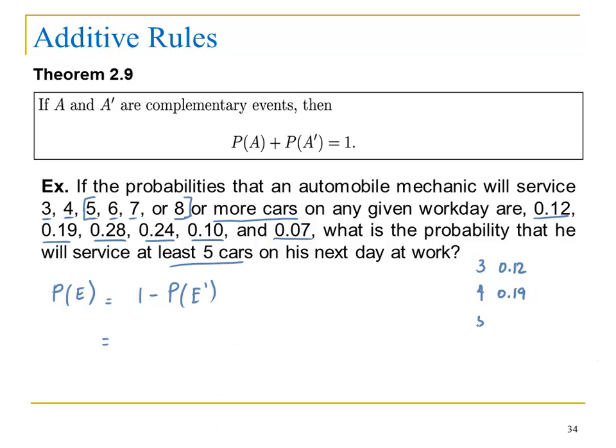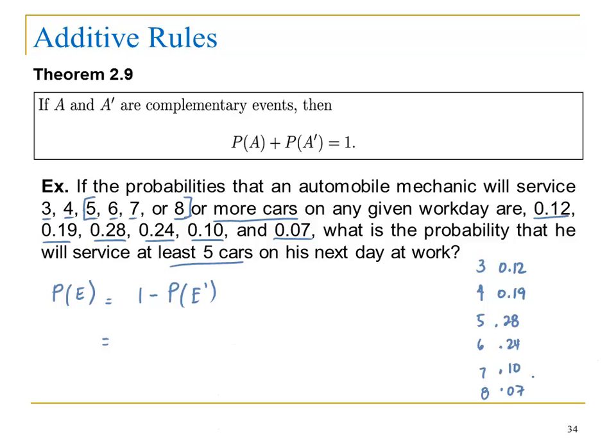Let me list all of them. So 5, 0.28, 6, 0.24, and 7, 0.10, 8, 0.07.